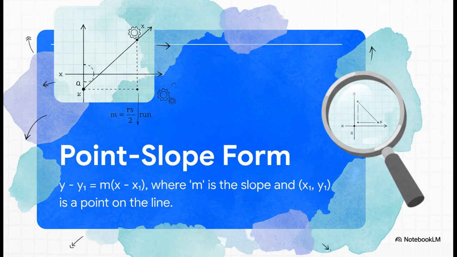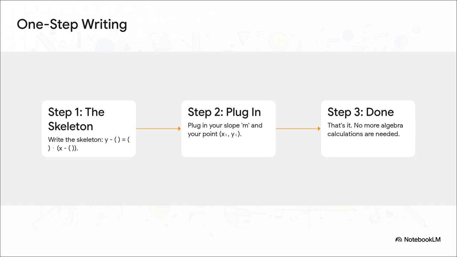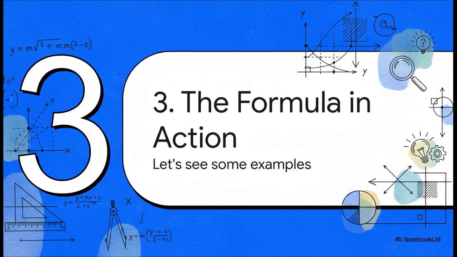All you need is exactly what the name tells you. A point, that's your x1, y1, and the slope, which is your m. That's it. Now, the real beauty here is that it's basically just fill in the blanks. You just write down the skeleton of the formula, you plug in your three numbers, your y value, your slope, your x value, and that's it. Step 3 is not a joke. You're literally done. No solving, no rearranging, just done. All right, enough talk. Let's actually put this formula to the test and see it work its magic.